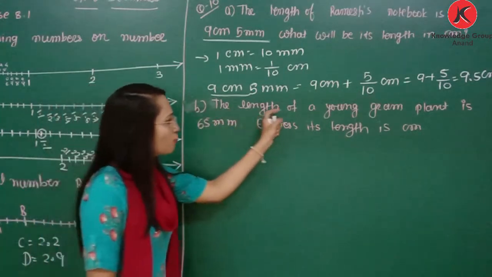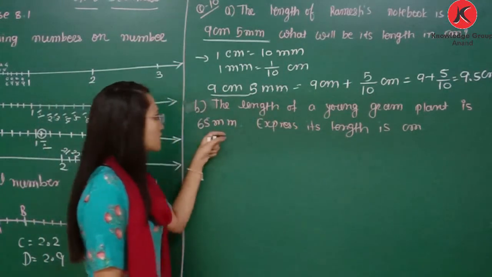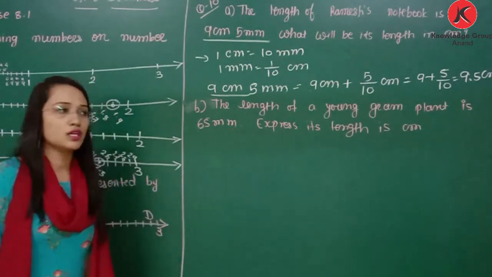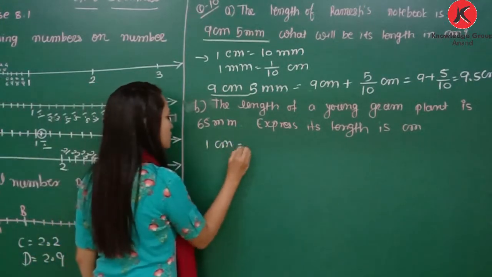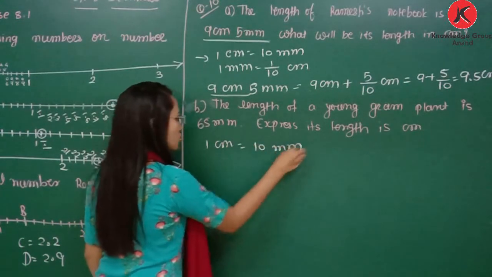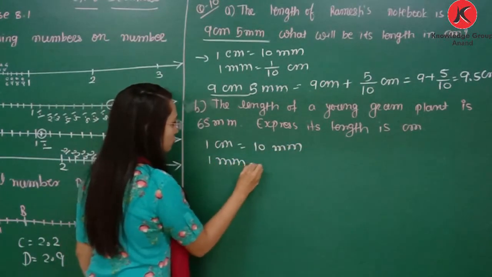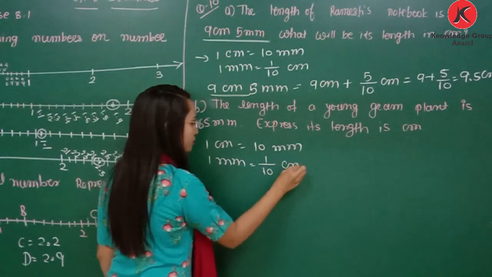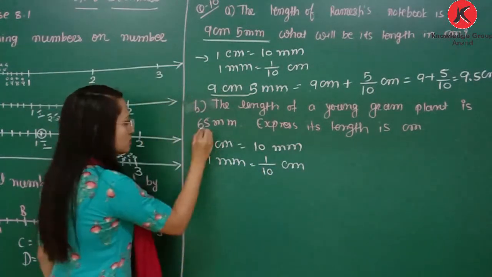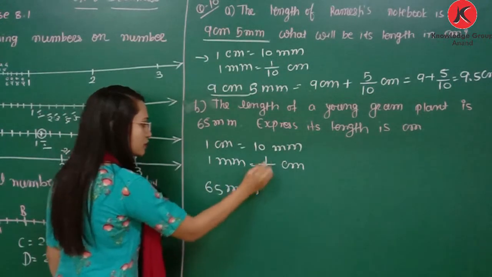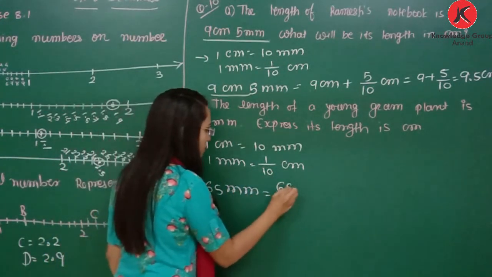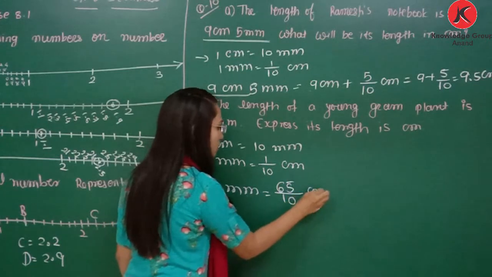The length of a young plant is 65 mm. Express it in centimeters. Same as the previous one, we can write 1 centimeter is equal to 10 mm. So 1 mm is equal to 1 by 10 centimeter. Now 65 mm. 1 mm is equal to 1 by 10. So 65 mm is equal to 65 by 10 centimeter.